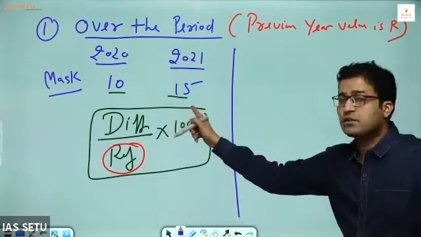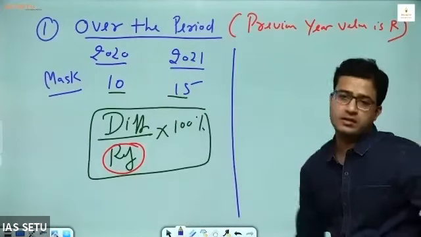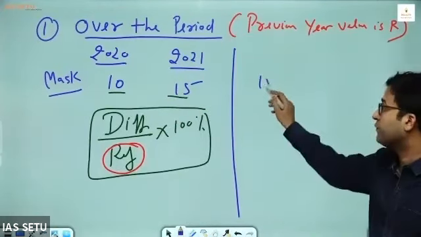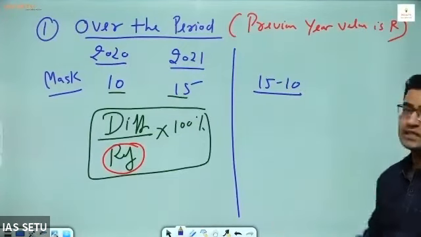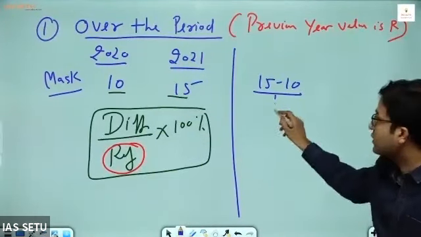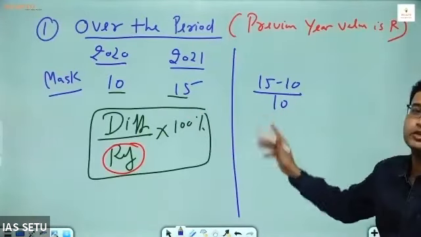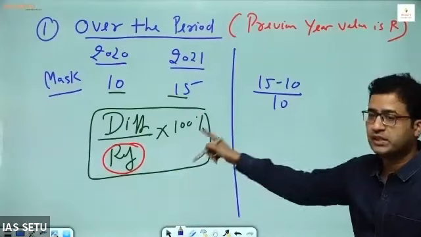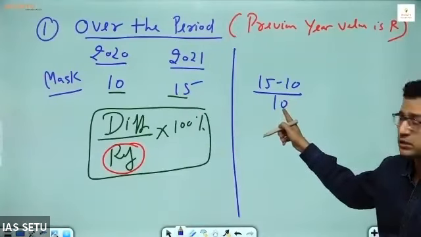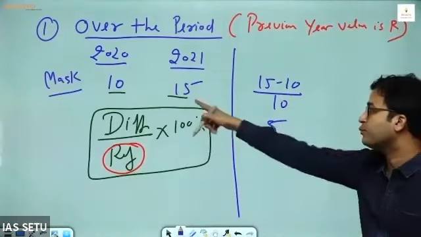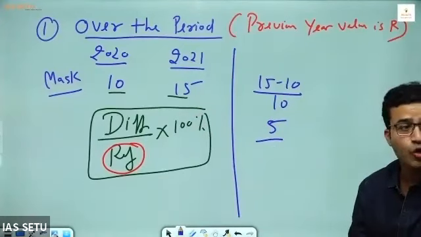So there is an increase of 5 rupees over 10. So difference is 15 minus 10. There is an increase of 5 rupees over 10. Either you can take into 100% or you can solve without 100%. Here it will give percentage answer. Here it will give fraction answer. So there is an increase of 5 rupees in the mask price over 10.